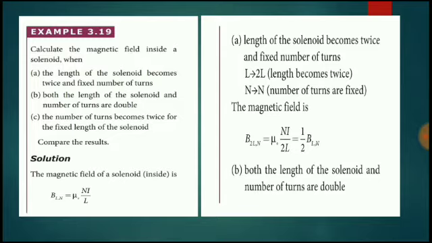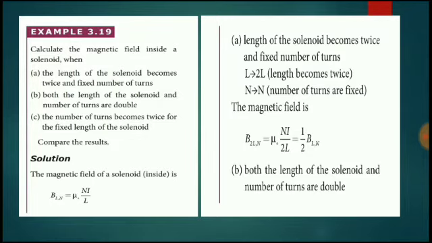The first question: the length of the solenoid becomes twice, with a fixed number of turns. The second: both the length of the solenoid and the number of turns are doubled. And the third: the number of turns becomes twice for a fixed length of the solenoid. So you are comparing the results.